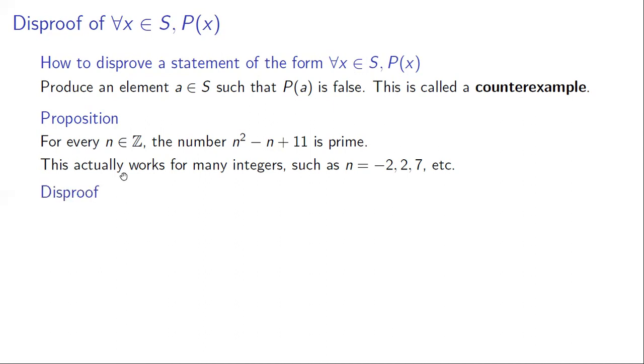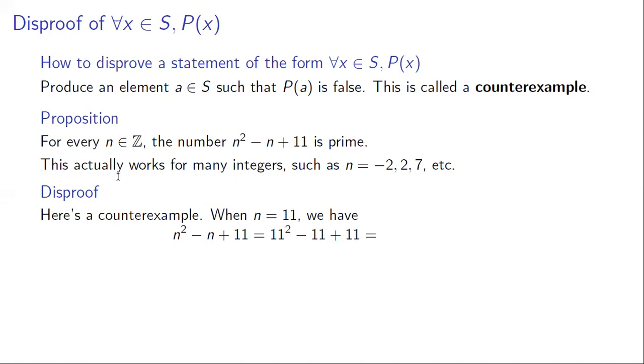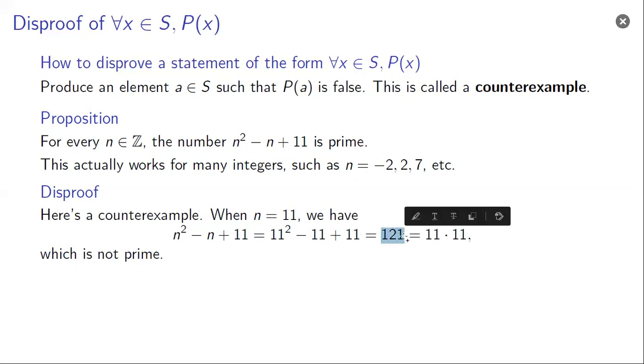And here is a disproof of the proposition. So here's the counterexample. This is one of many different counterexamples we could give, but here's one. Consider what happens when n equals 11. What we have when n equals 11 is n squared minus n plus 11 is 11 squared minus 11 plus 11, which is 121, which is equal to 11 times 11, which is not prime. In other words, 121 is not a prime number, because in order to be prime, it would have to be only divisible by 1 and itself, but it's actually divisible by 11 as well. So therefore, 121 is not prime.